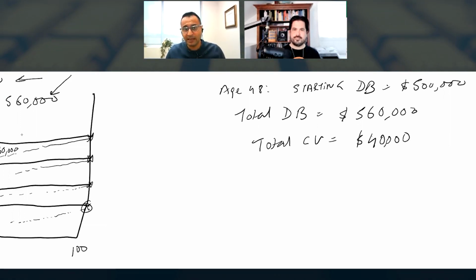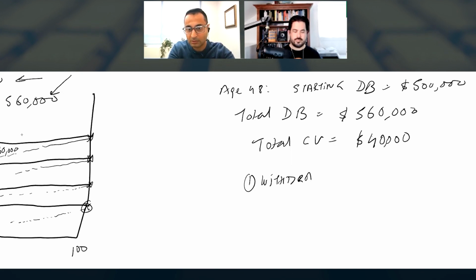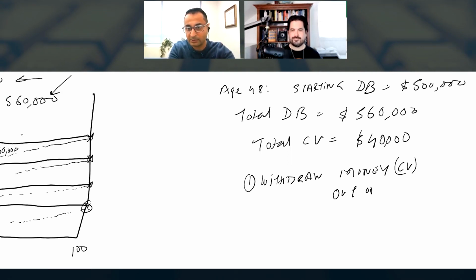And this person has the need for use of money. Now, what they can do is, so again, this is their policy. It's a contract that is owned by them. They own the policy. They decide how to access money from the policy. Number one method is they can withdraw money, which is the cash value, out of the policy.